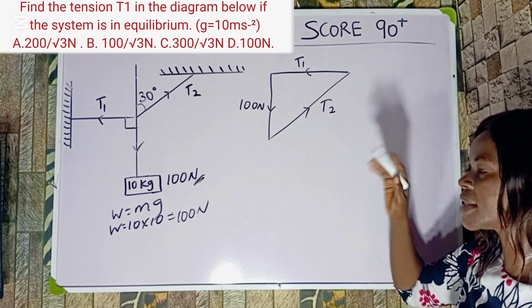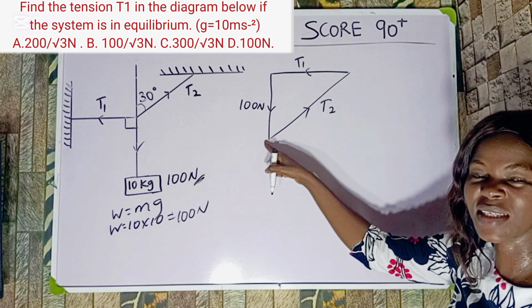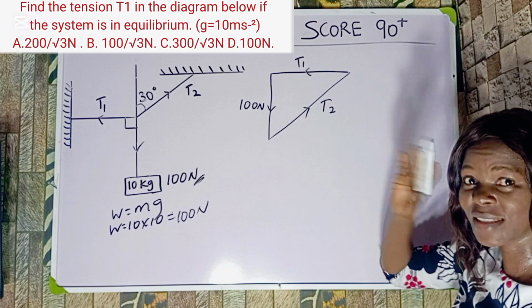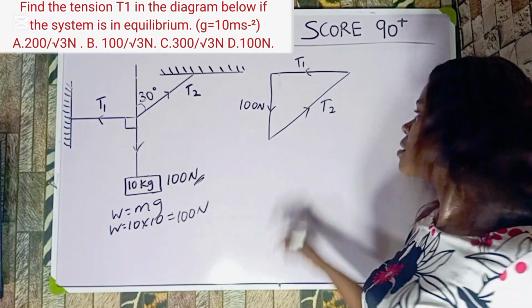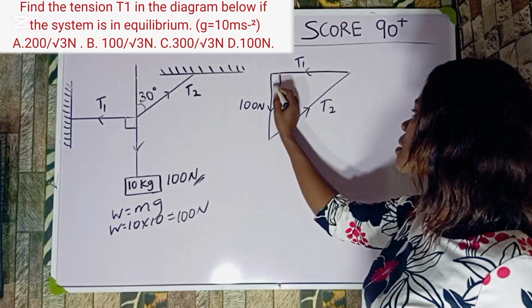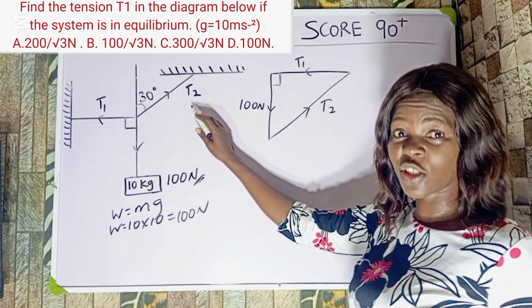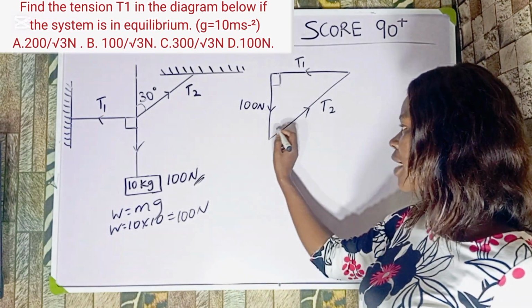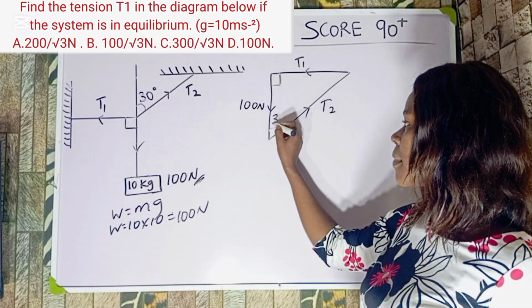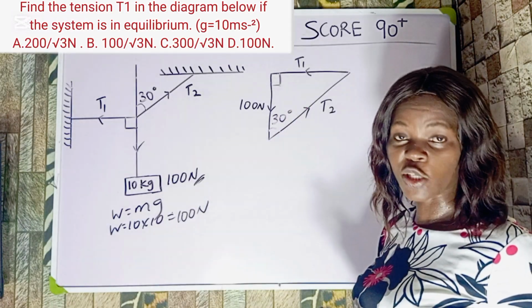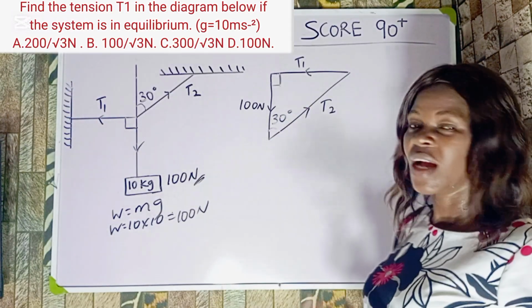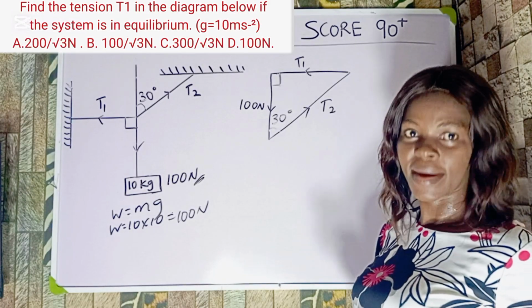Now you must remember that T1 and the 100 Newton have an angle of 90 degrees. Resolve here. So we have this. Okay, now look up again. T2 makes an angle of 30 degrees with the vertical. So you are going to have 30 degrees here. Do you understand? So we are done forming a triangle and this will help us to get our T1. I hope that is clear.